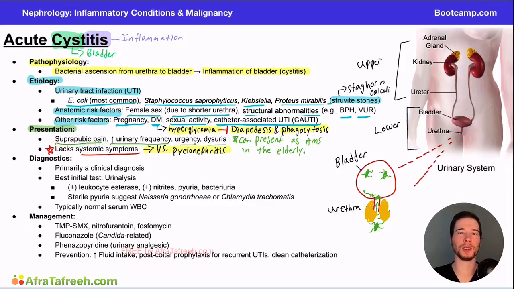Classic presentation we want to know, but it's also important to know that depending on the patient population, is this a young, healthy adult? Is this an infant? Is this a 78-year-old? That can change a little bit on how this presents overall. And so that's why it's really important to go to our next step, which is to get diagnostics.